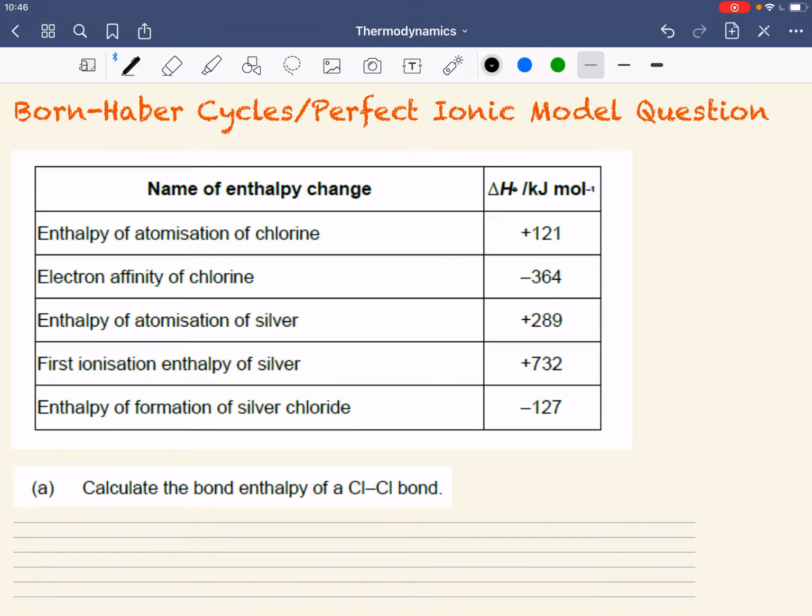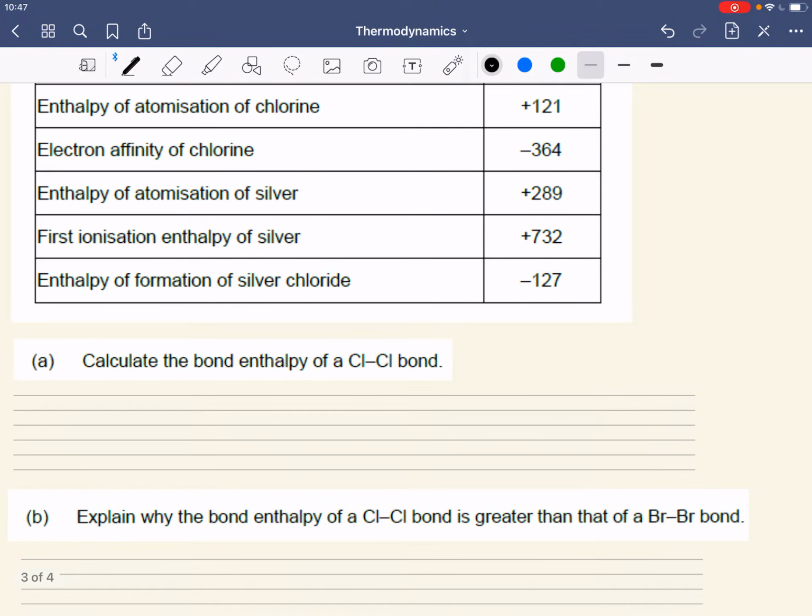Here we look at a question on Born-Haber cycles, the perfect ionic model. And this will hopefully apply some of the knowledge that you looked at in the two videos that I made on Born-Haber cycles and perfect ionic model. We've been given some enthalpy information there, which is something we'll use a little bit later on. First question, though, is asking you to work out the bond enthalpy of a Cl-Cl bond.